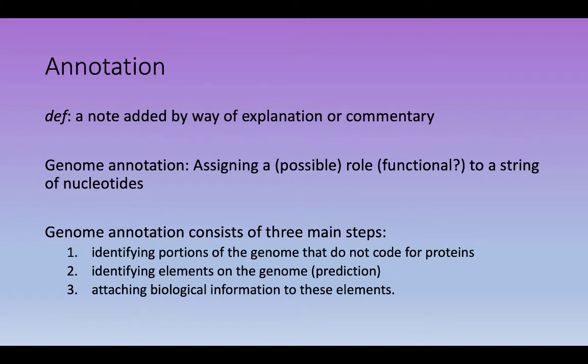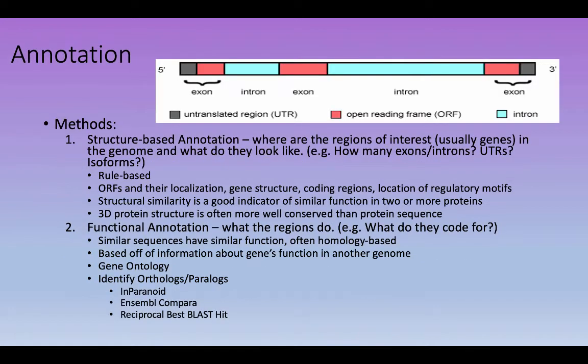We talked last class about annotation, right? How an annotation was a way of offering some sort of explanatory note or commentary on something. And in this case, we're talking about annotation of the genome. So we're talking about what are the metadata that we can associate with specific strings of nucleotides. Last class, we spent a lot of time talking about how we can predict elements based upon rules. And today we're going to put more emphasis on how we actually attach biological information to these elements.